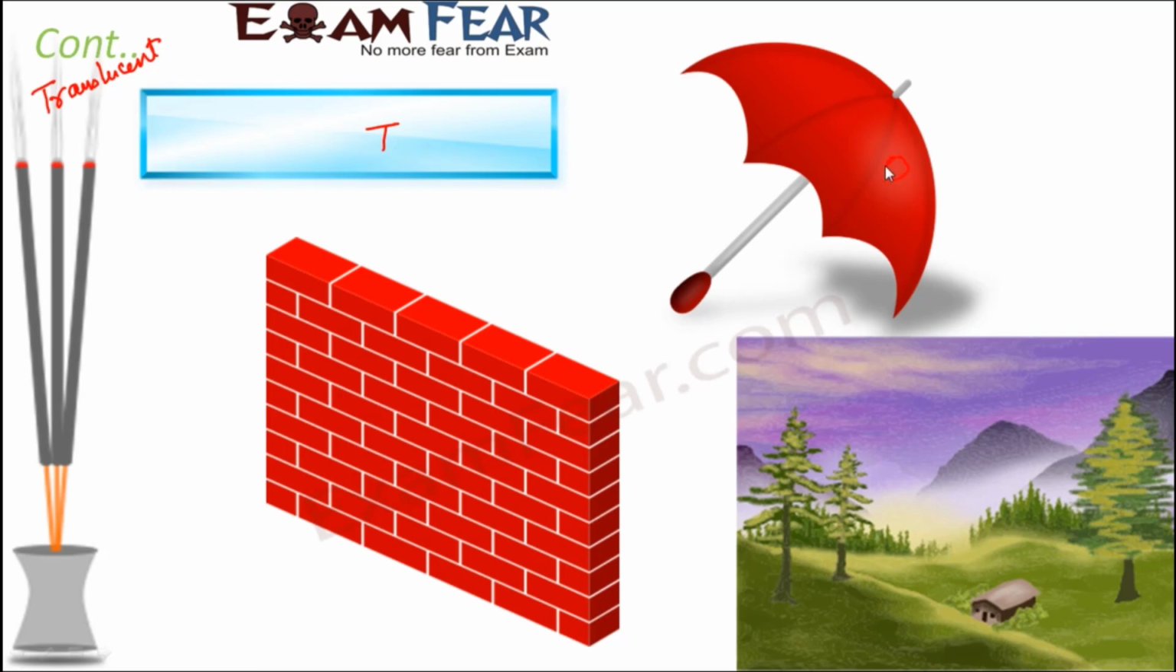So that's opaque because an umbrella will not allow light to pass through it. However, these days transparent umbrellas are also coming up, which are made up of polythene sheets and all. Think of a wall. Wall is definitely opaque. It doesn't allow you to see through it. Think of fog. So during a foggy weather, what happens? You can see things but not very clearly. That's because it is translucent.